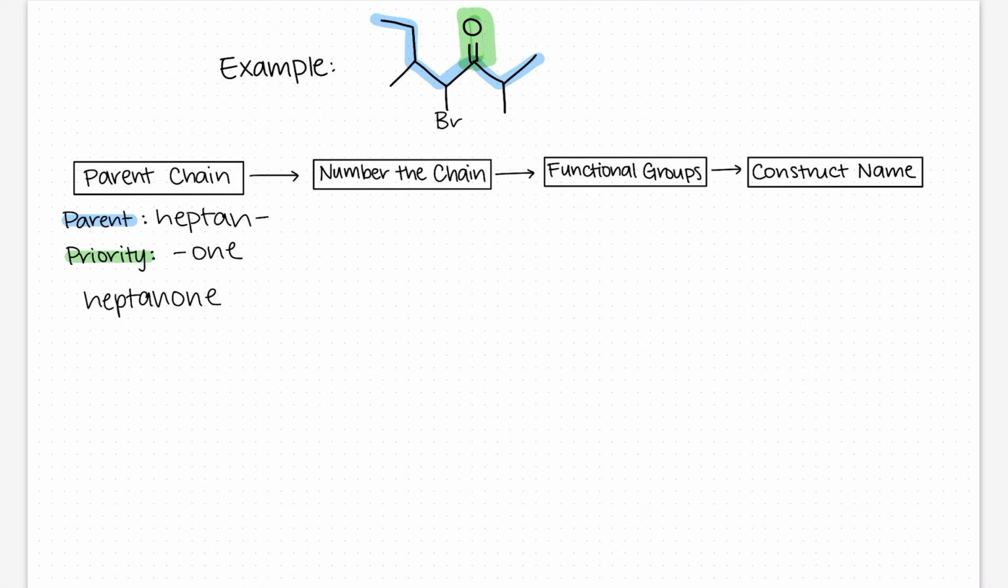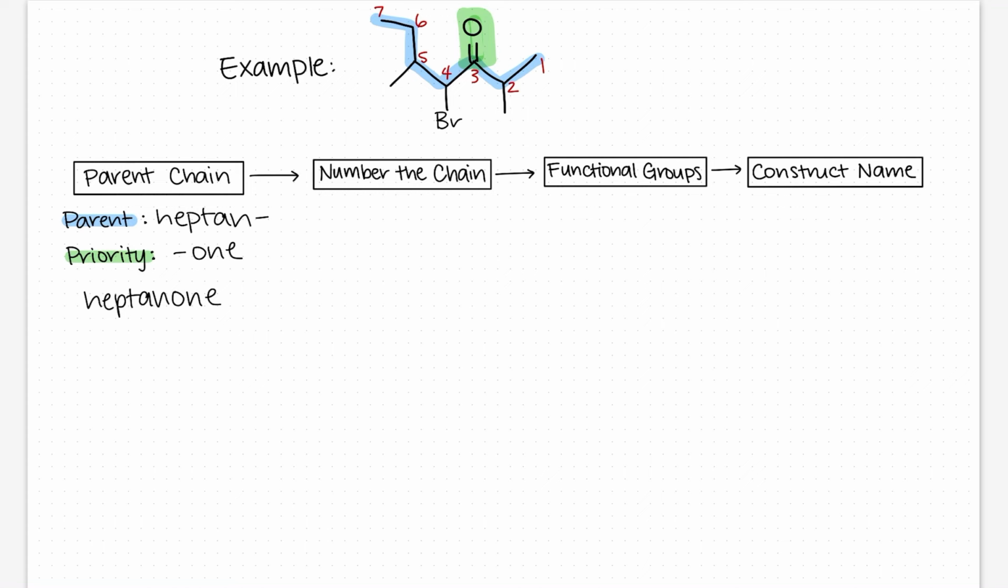Next, we are going to number our carbon chain. So again, we want our highest priority functional group to be at the lowest possible number. So in this case, our ketone is the highest priority functional group, so we want to give that the lowest possible number. So we're starting over here at number 1, 2, 3, 4, 5, 6, 7. If we labeled it the other way, so left to right, the ketone would be at position number 4, which is not as low as it can go. So we're labeling right to left in this case.